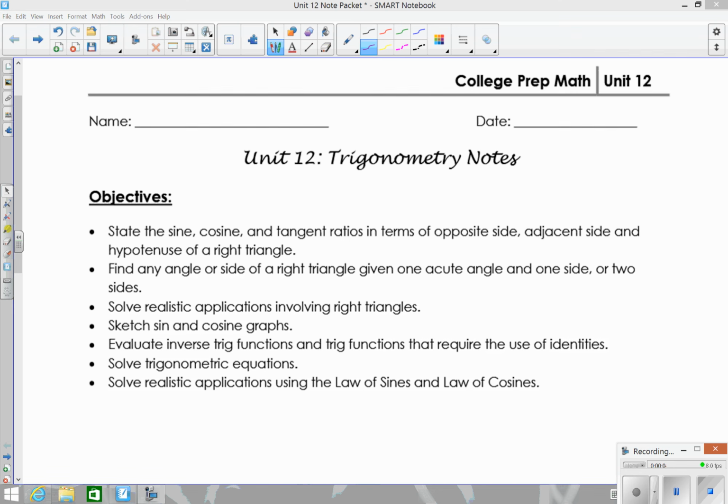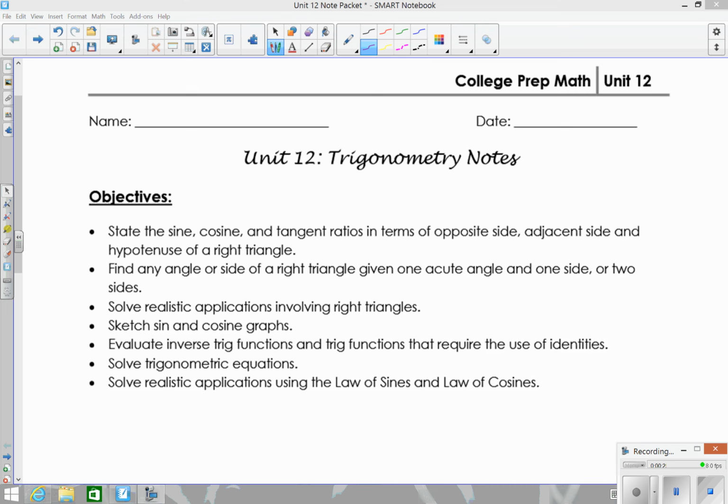In this unit, we're going to look at sine, cosine, and tangent ratios of a right triangle. We're going to look at how to find the missing angle or missing side of a right triangle. We're also going to look at law of sines and law of cosines, which will allow us to find missing sides or missing angles of triangles other than right triangles. We're going to look at some applications.